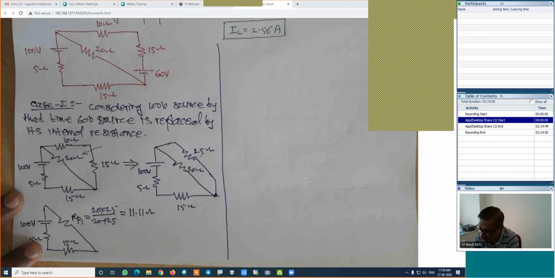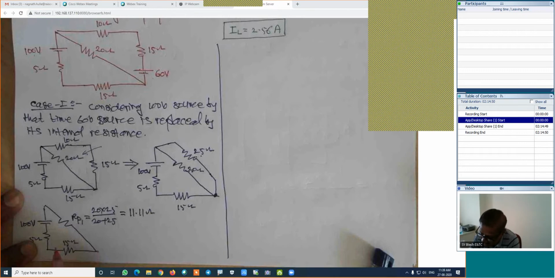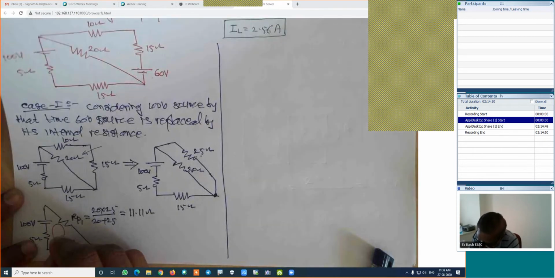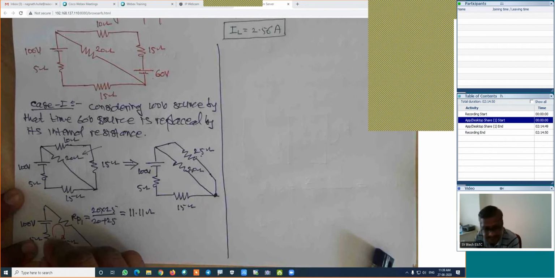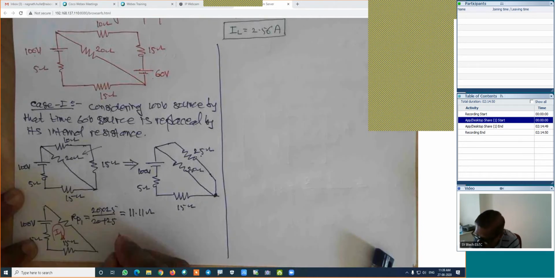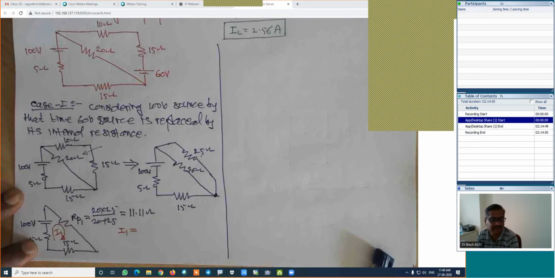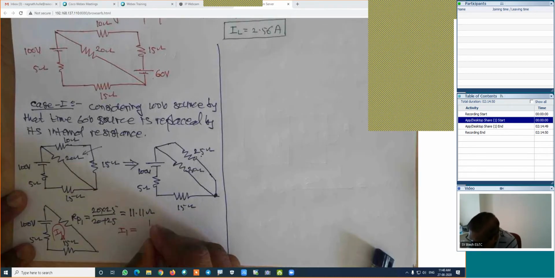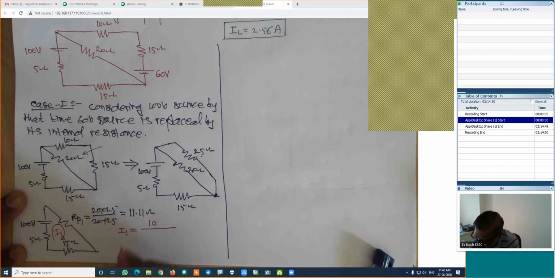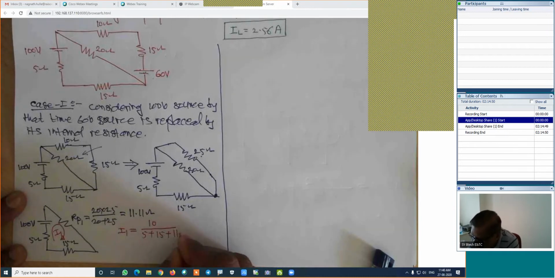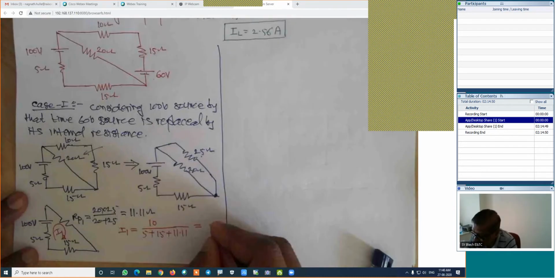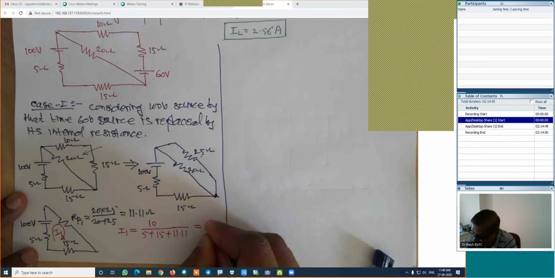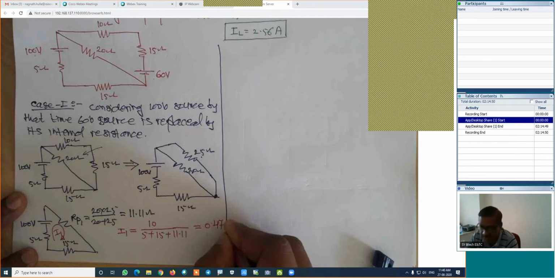Now here, if we know this total resistance, this is now a single loop. This has become a single loop. Find out the current in it first. For case 1, I will name it I1. First find out its current I1. What is the formula for I1? Total voltage divided by total resistance. Total voltage is 10 divided by total resistance 5 plus 15 plus 11.11. Find out its current I1. 0.47. 0.47 amperes. Is it right?